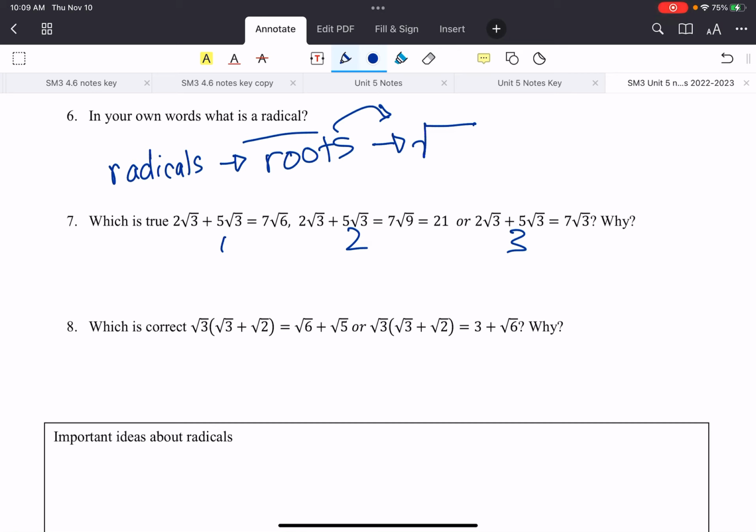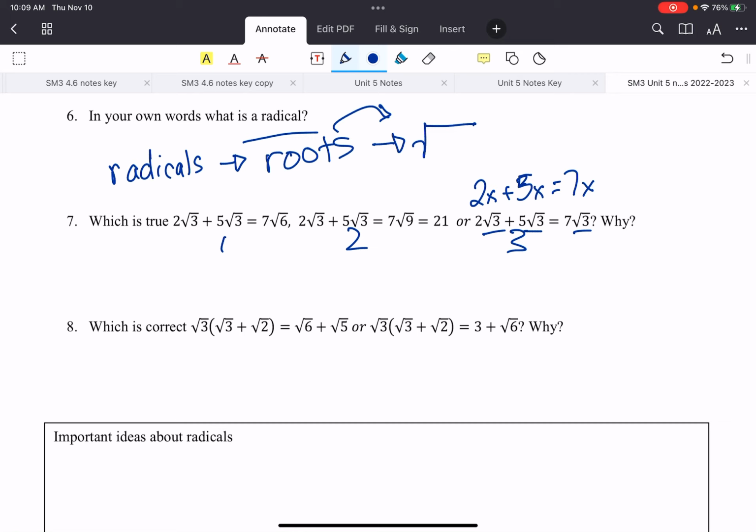You have to think of the square roots or roots as like terms. If the numbers inside of your root are the same, then they're like terms and you can add the coefficients on the outside. So it's just like if this were 2x plus 5x equals 7x. Only if the number inside of your root is the same. Those are like terms.